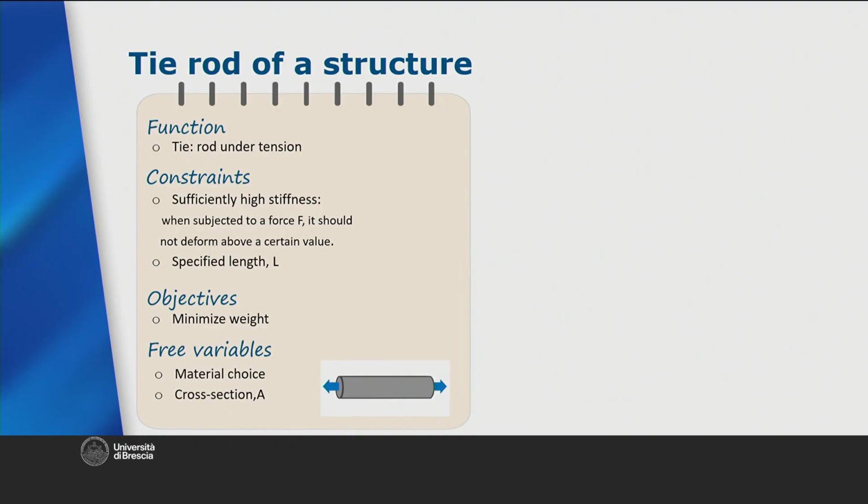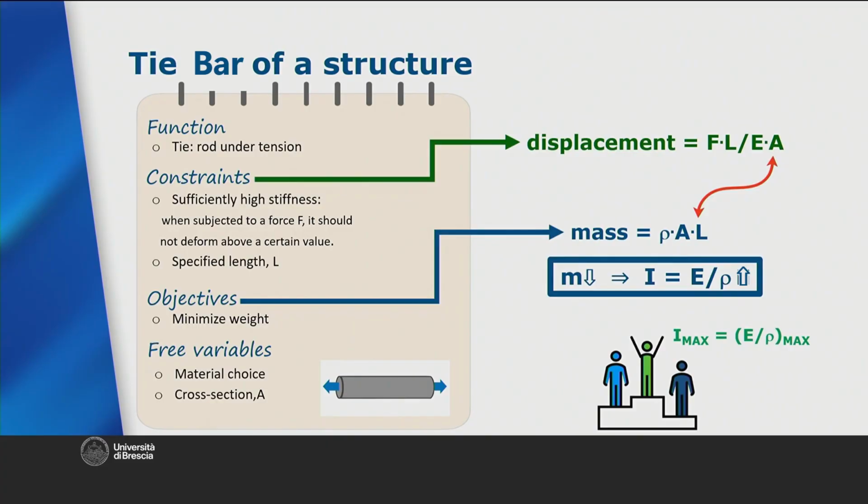In the second example, we analyze a case where constraints and objectives are interdependent. The project asks for a rigid tie rod, which is to deform very minimally only under the action of an axial force. The length of the bar is specified, while the cross-sectional area is a free variable. The objective is to minimize the mass of the bar. The options available to the designer are therefore the choice of material and the choice of the cross-section.